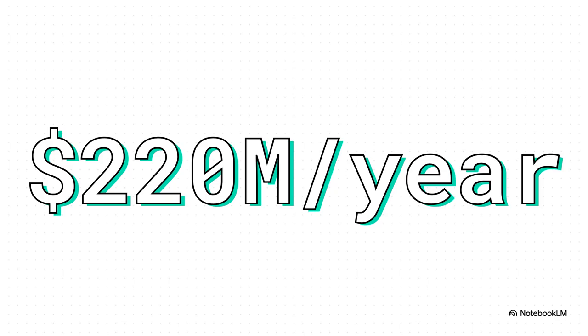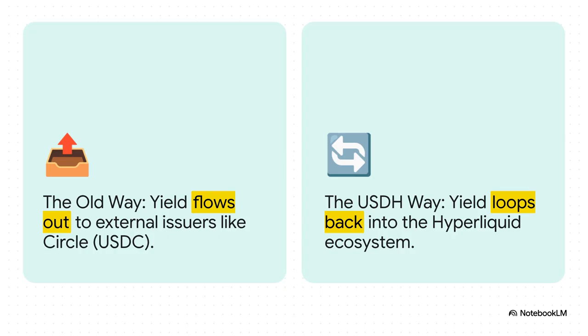But here's the thing. The most important part isn't the number itself. It's where all that money goes. And this slide really gets to the heart of the economic shift. You see, the old way, with USDC, all that yield just bleeds out.